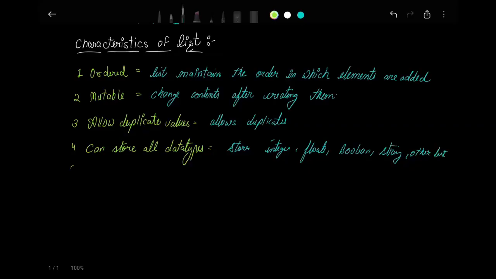The next feature is dynamic size. A list can grow or shrink during program execution. You don't have to decide the size in advance. You can change its size.